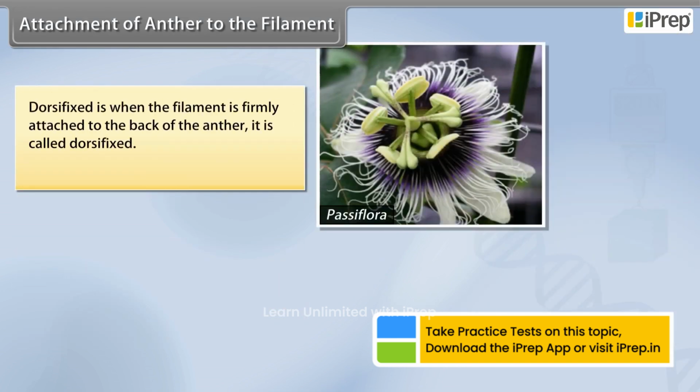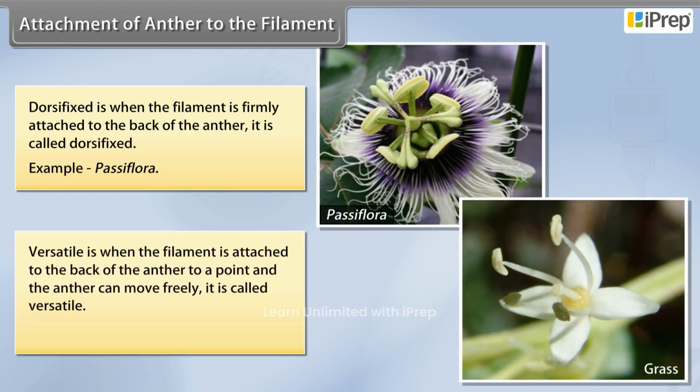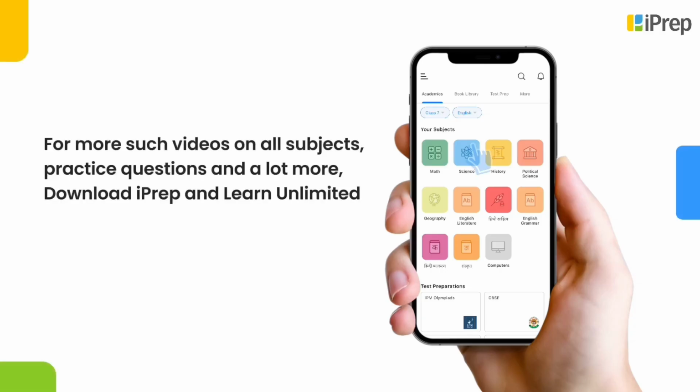Dorsifixed is when the filament is firmly attached to the back of the anther. Example, passiflora. Versatile is when the filament is attached to the back of the anther at a point and the anther can move freely. Then it is called versatile. Example, grass.